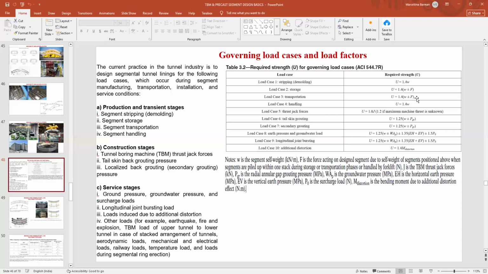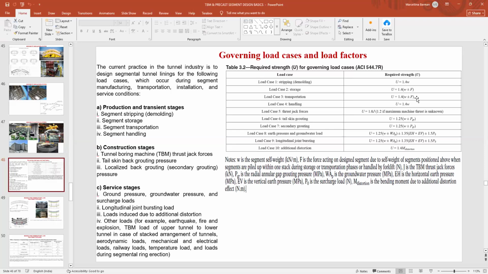Now comes the service stage. The service stage is the permanent stage where the segment starts functioning, or starts taking the load. Now, what are the loads? First of all is the ground load, then the groundwater load, and the surcharge load. Ground load means the ground where I have installed the segment. Groundwater load means whatever groundwater condition I have: it might be above the tunnel crown, below the tunnel crown, or at the tunnel spring line.